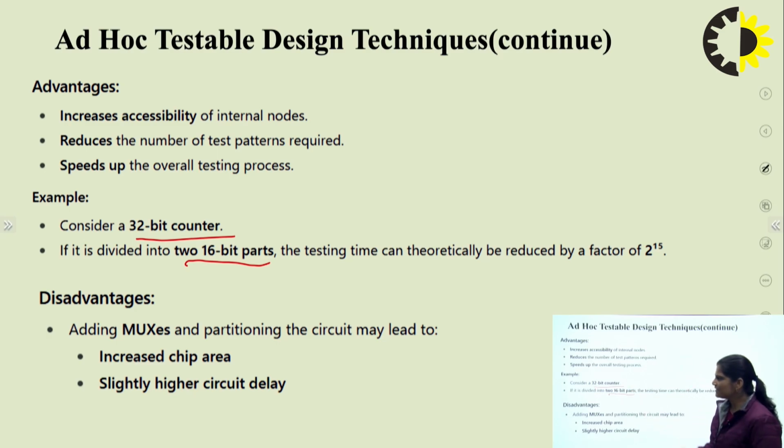Now what are the disadvantages of this ad hoc testing design technique? Adding a multiplexer and partitioning the circuit can lead to increased chip area and slightly higher circuit delay. So these are the disadvantages of this ad hoc testing design technique.